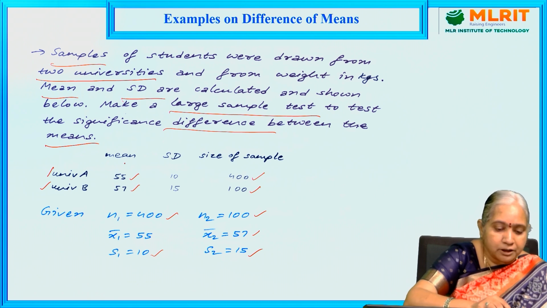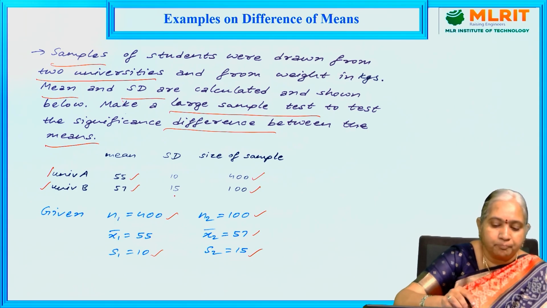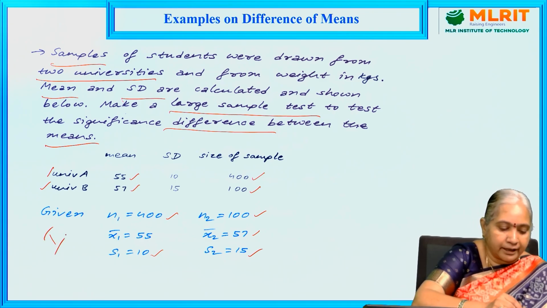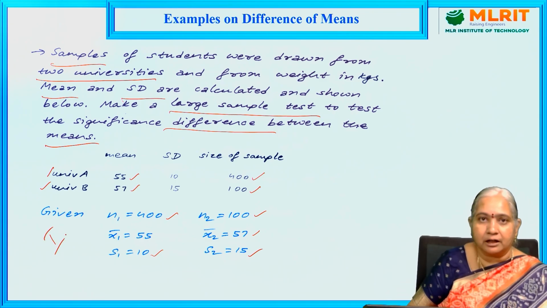Sample mean is denoted by x1 bar, x2 bar. Standard deviation of the sample is denoted by S1 and S2. Size of the samples are denoted by N1 and N2. Now, this is the first step. Data we have written in the mathematical notation.